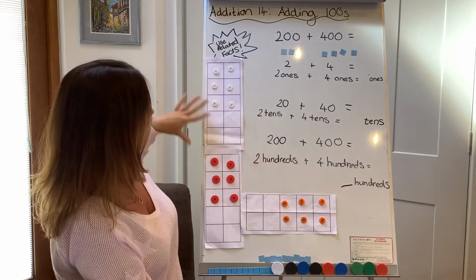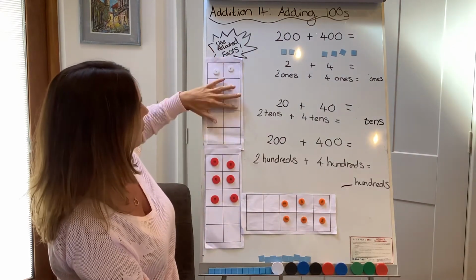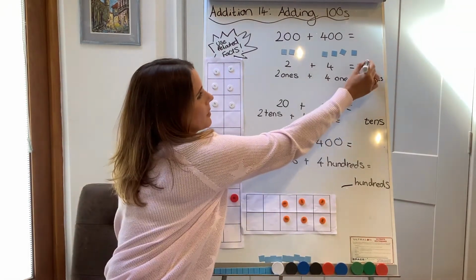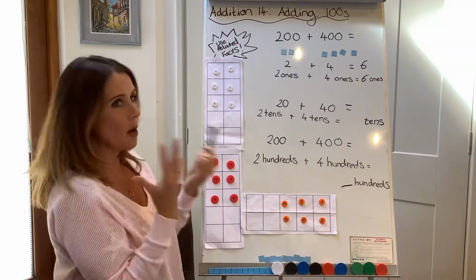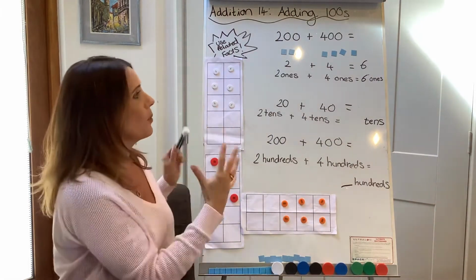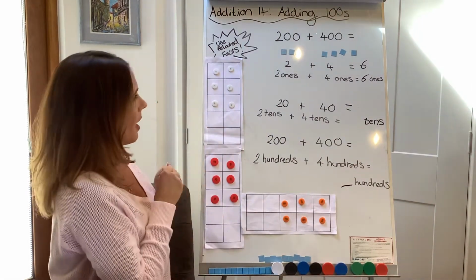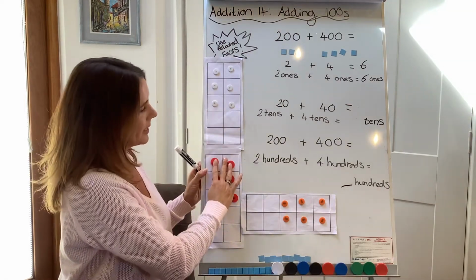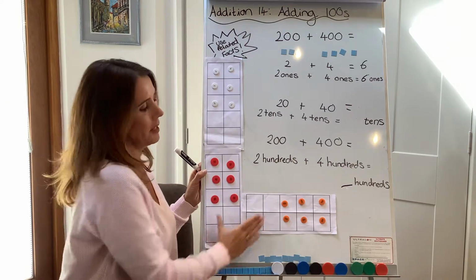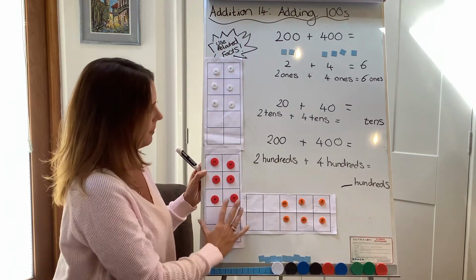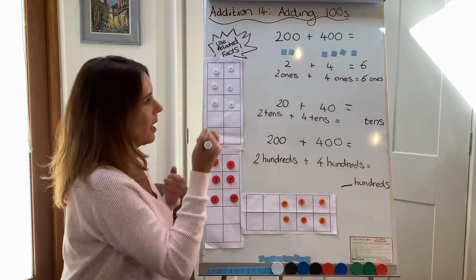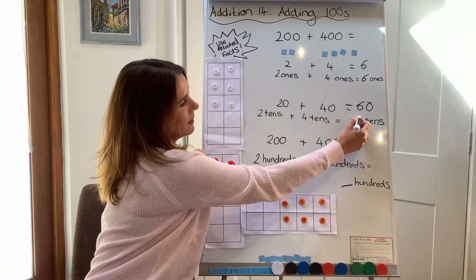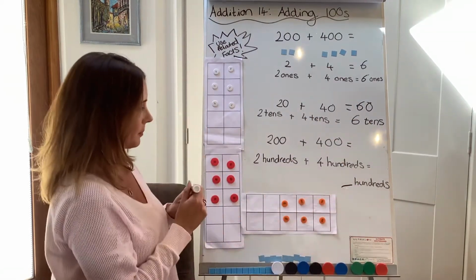So I can see this is a tens frame. I've got 2 ones and 4 ones. That makes 6 ones, so it's equal to 6. Because I know my number bonds to 10, I know that 2 and 4 make 6. I also know, because I know 2 and 4 make 6, that 20 and 40, if we see this as a 100 frame, 20 and 40 makes 60, because 2 tens and 4 tens make 6 tens.